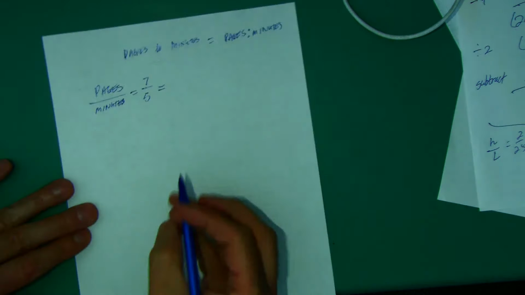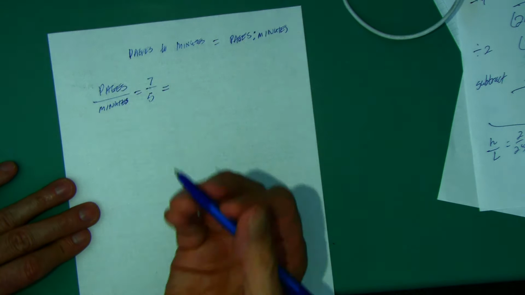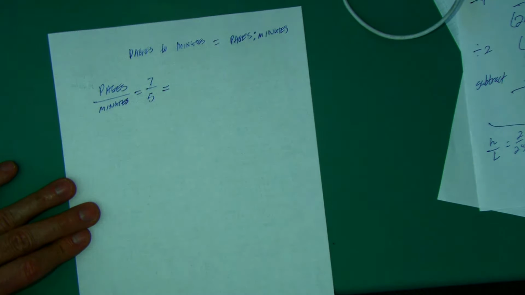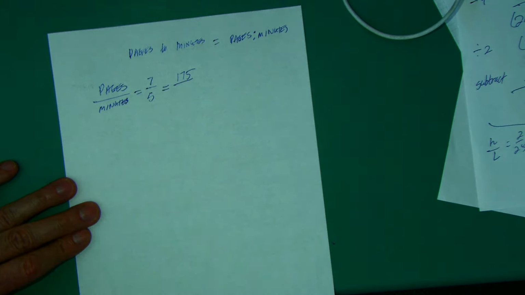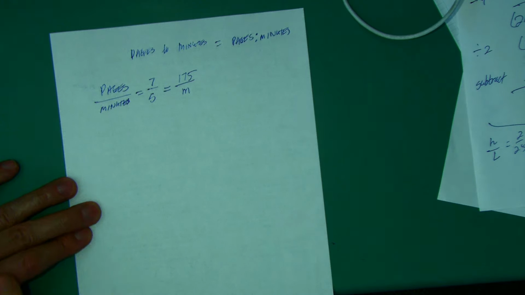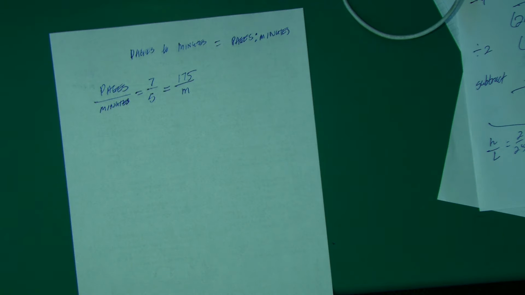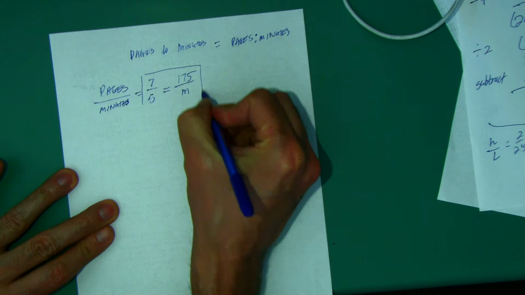So where am I going to write the 175? Is it going to be on top or bottom? Well, where's the pages? Because we're talking about 175 pages. It's on top, right? So I put that on top. And they say, how long will it take? Well, that's the minutes. Usually you would just use a variable for the one thing that you don't know. Now I have a proportion.